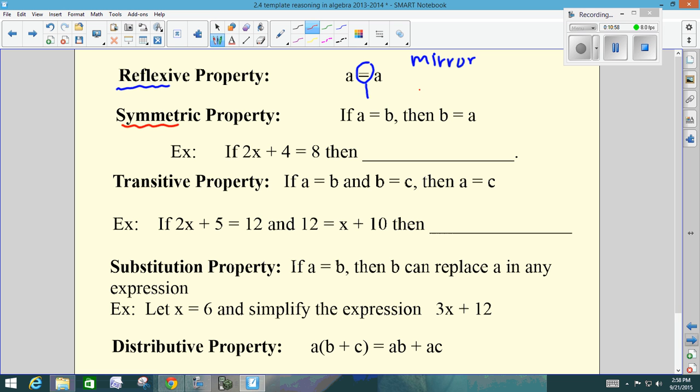The word then is going to be the line of symmetry. If I were to fold this sentence up, my B's would line up, my equal signs would line up, and the A would line up.